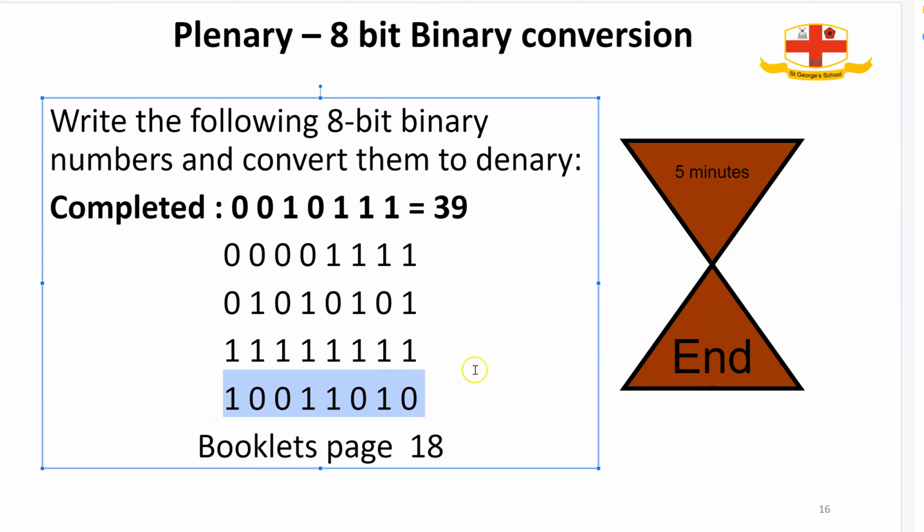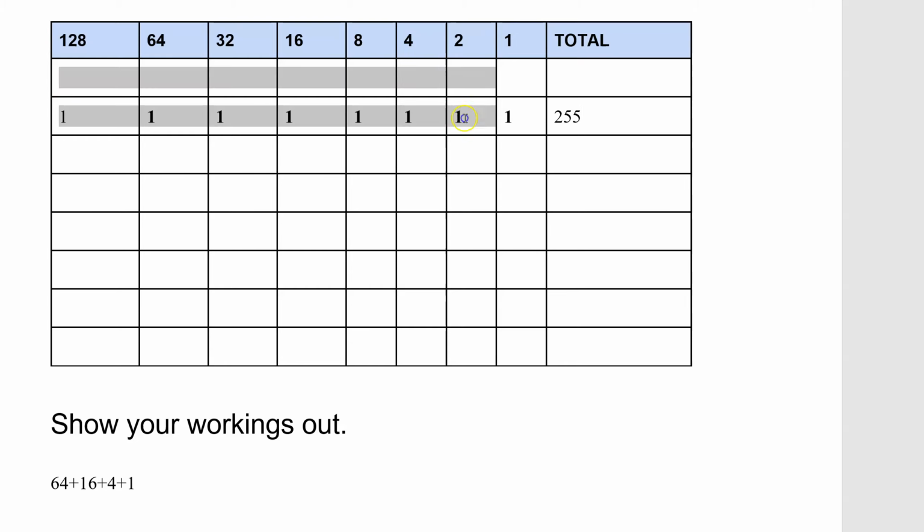Final one: 1, 0, 0, 1, 1, 0, 1, 0. Let's just get rid of that 255. So 1, 0, 0, 1, 1, 0, 1, 0. Have a look at that a second, just so you can catch up and write the answers down, because I don't want to give you the answer if you're working it out.